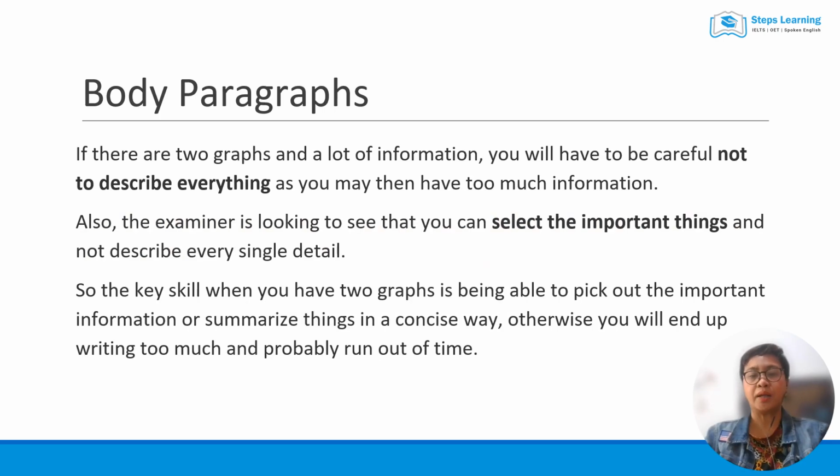Now we go to the body paragraph. If there are two graphs and a lot of information, you will have to be careful not to describe everything. Otherwise, you might not be able to finish the task. Also, the examiner is looking to see that you can select the important things and not describe every single detail. So the key skill when you have two graphs is being able to pick out the important information or summarize things in a concise way. Otherwise, you will end up writing too much and probably run out of time.